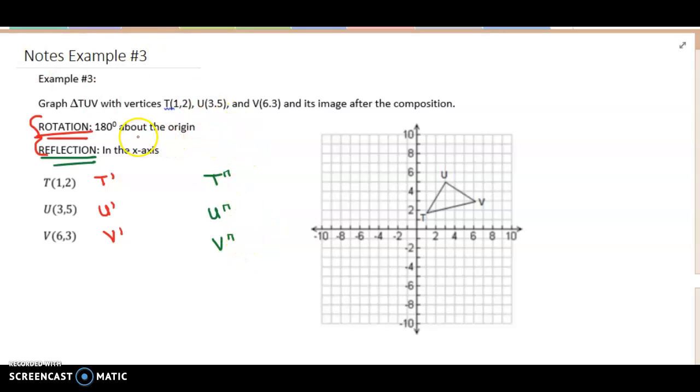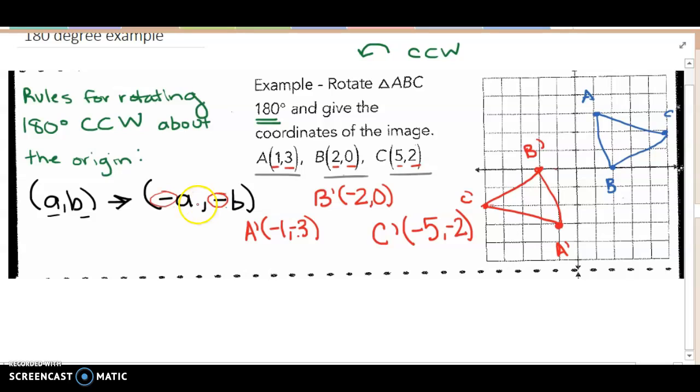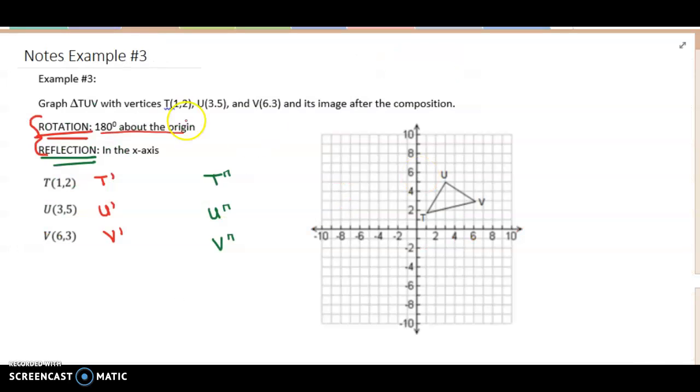All right, the first thing that I want to do is find the rule that tells us how we rotate something 180 degrees about the origin. So go back in your foldable and find the rule that tells you what we do when we rotate something 180 about the origin. When we rotate something 180 counterclockwise around the origin, this is our rule: (A, B) goes to (negative A, negative B). So I'm just going to write that here.